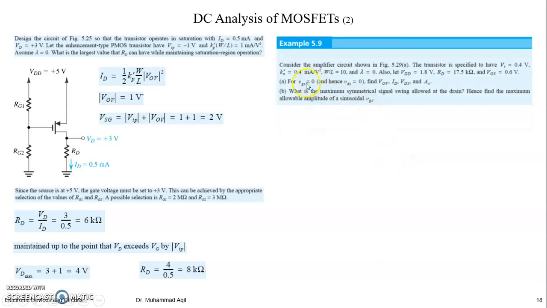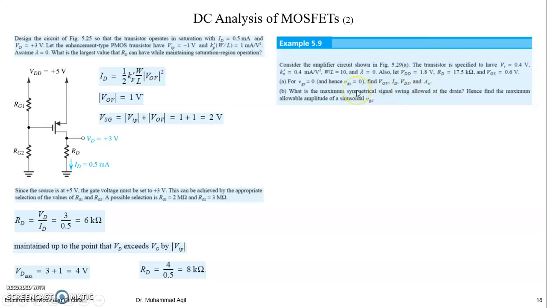Coming to the next problem, consider the amplifier circuit in this figure. Please check the soft copy of the book, 6th edition, given to you already. The transistor is specified to have VTN, lambda 0, VDD, RD, VGS. Here they said that for AC VGS is equal to 0, and hint, VDS also 0. Fine. VOV, ID, VDS and so on.